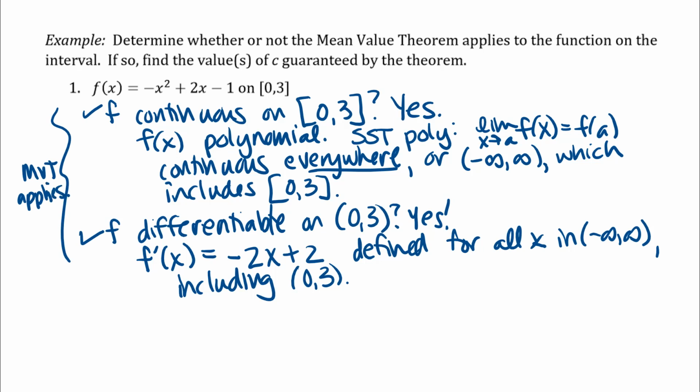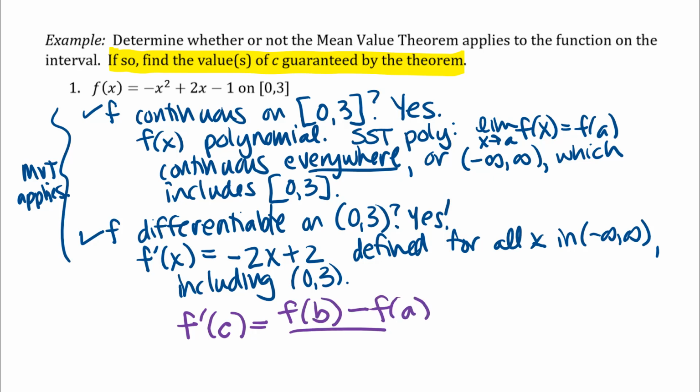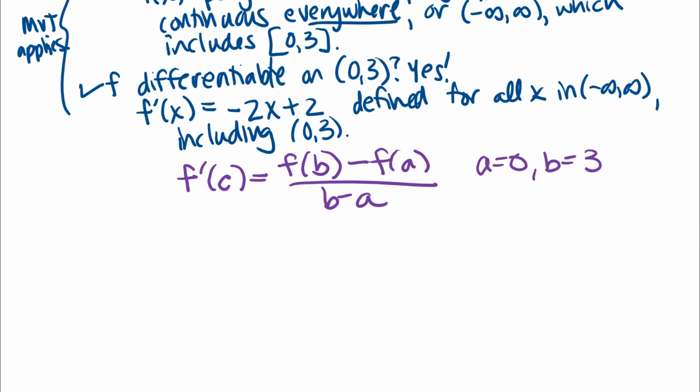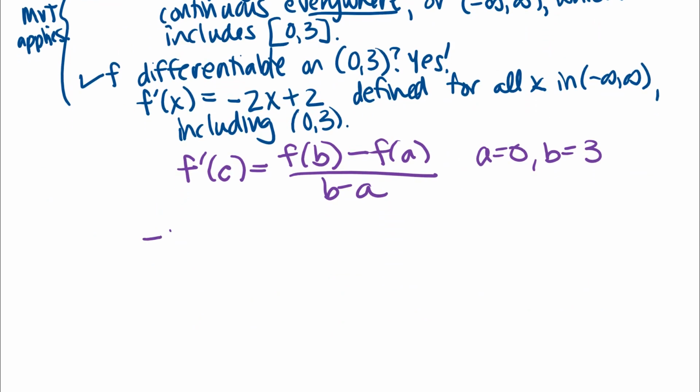And then I want to find the values of c that are guaranteed by the theorem. All right, so slope of tangent line is equal to slope of secant line. That is how I think about this, and so I'm going to go ahead and write those two things down here. So slope of tangent line is equal to slope of secant line, f of b minus f of a over b minus a, and my a and b are 0 and 3. Okay, so slope of tangent line, that's our derivative, negative 2x plus 2.